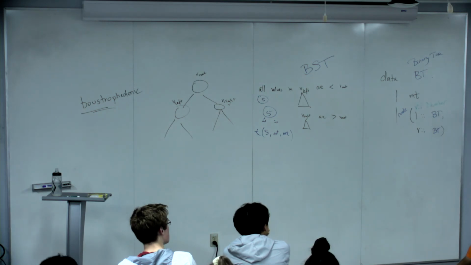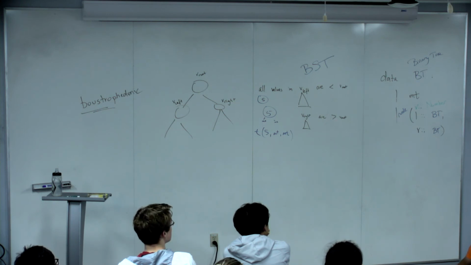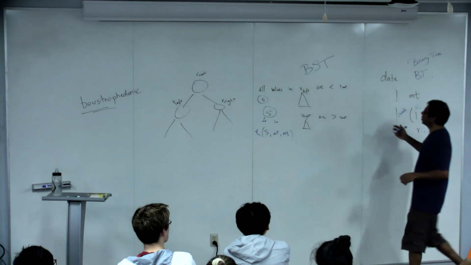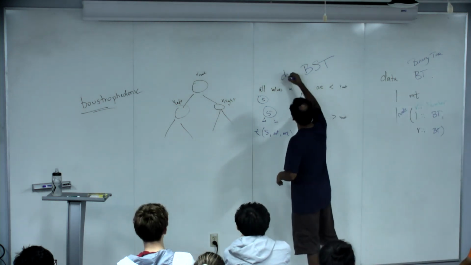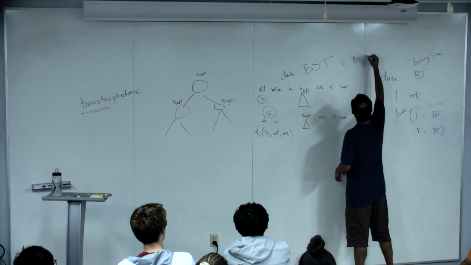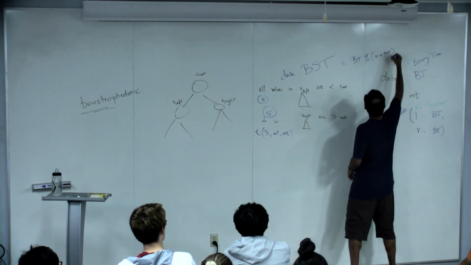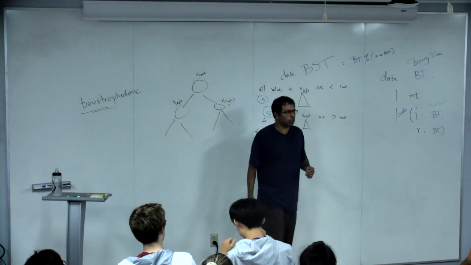Any thoughts? Yeah. Have the qualifier on L and R that they both either have to be empty or the value of L has to be less than the value of the root. How do I write that? The percent thing. Yeah, we're gonna have to do a percent thingy, okay? So the simplest thing to do is actually to say data BST is equal to a BT percent is a BST, right? That's essentially what we're trying to do.